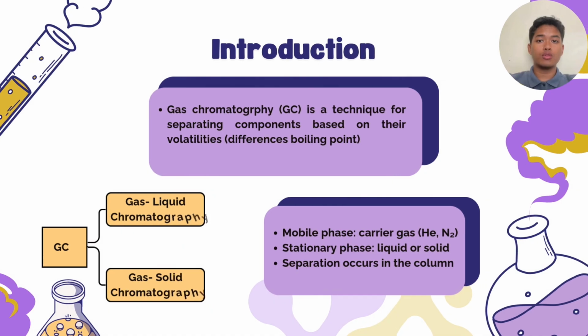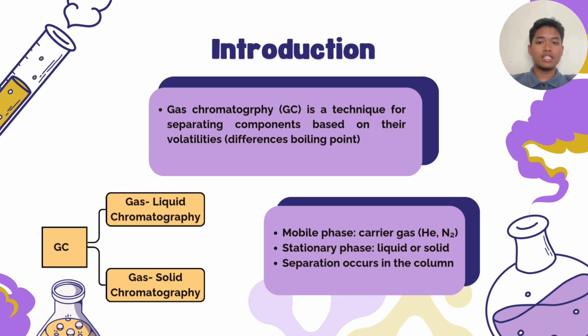First and foremost, we need to know what gas chromatography is. Gas chromatography is a technique for separating components based on their volatilities, based on differences in boiling point. In gas chromatography, the components of a vaporized sample are separated as a result of being partitioned between a mobile gaseous phase and a liquid or a solid stationary phase held in the column. The gas is called the carrier gas, and the mobile phase is generally an inert gas such as helium, argon or nitrogen.